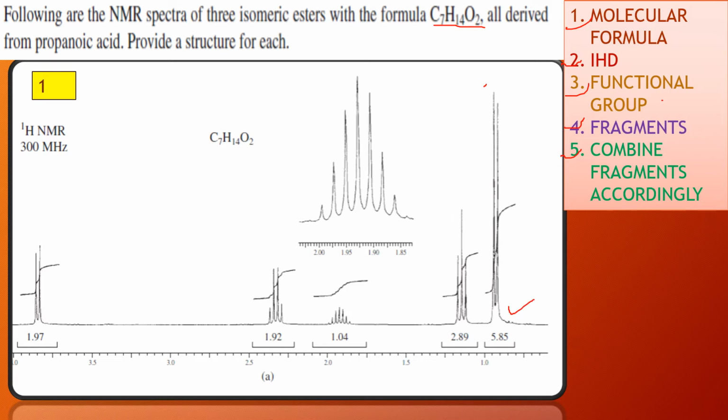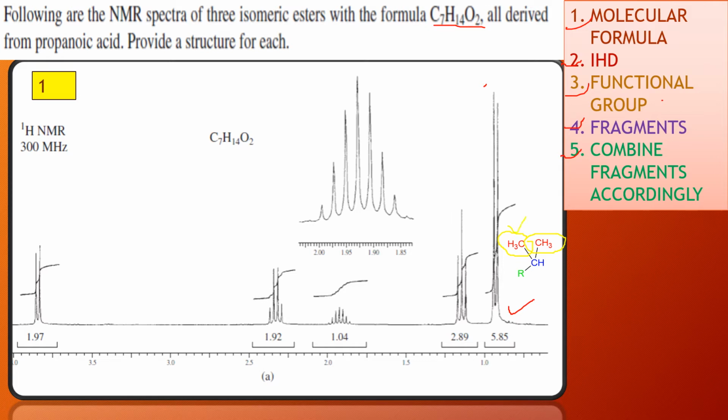So you can see here there is an integral value of 5.85. It means that there are around maybe 6 protons which are giving a doublet. Doublet means there is one proton at the neighboring carbon. So you can see here this is CH3, and this is CH3. So 3 protons here and 3 protons here.